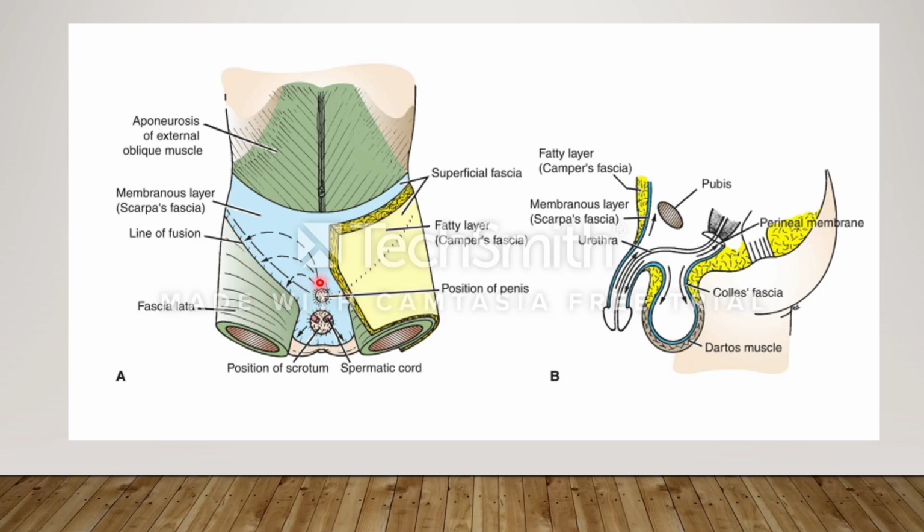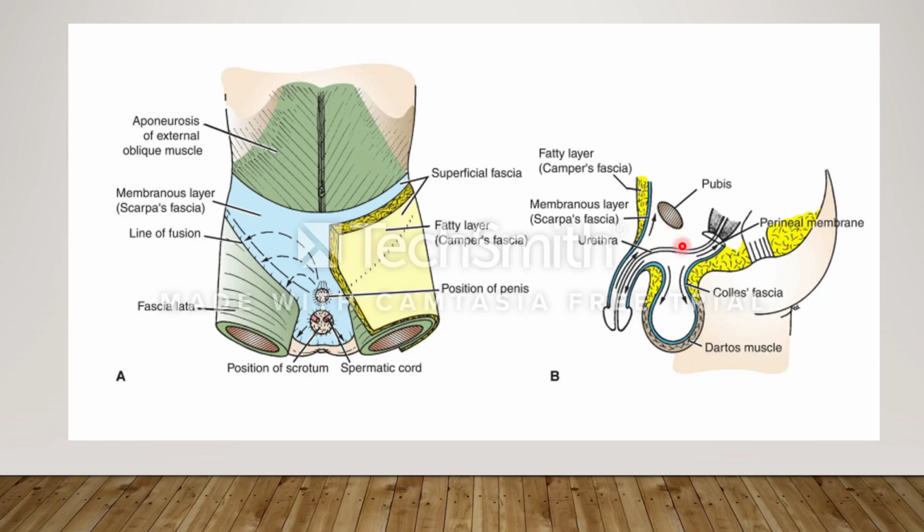If there is rupture of the penile urethra, what will happen? The urine will come out and go into the penis and the scrotum and the lower part of the anterior abdominal wall, in the superficial perineal pouch, but it will not pass into the thigh because here the deep membranous layer of the superficial fascia, that is the Scarpa's fascia, is fused with the fascia lata. From here also you can see if there is rupture of the penile urethra, the urine will come out and be in the lower part of the anterior abdominal wall below this membranous layer. There is the deep potential space.